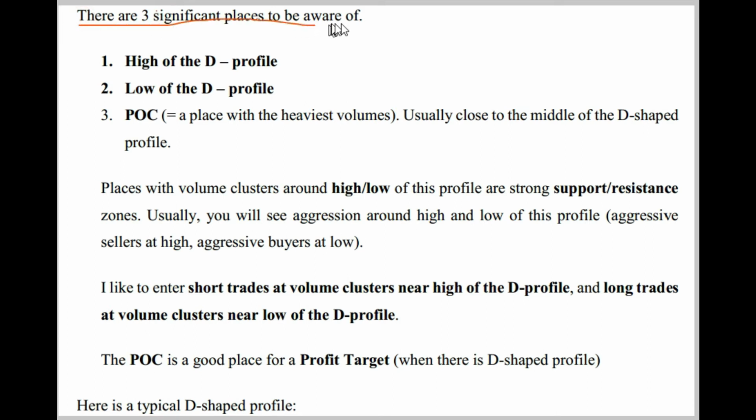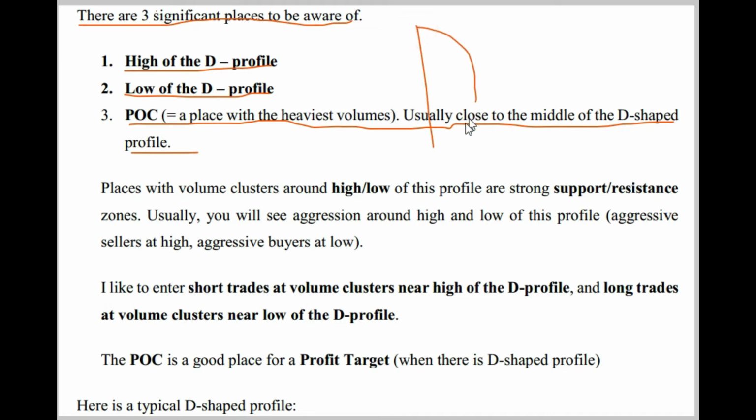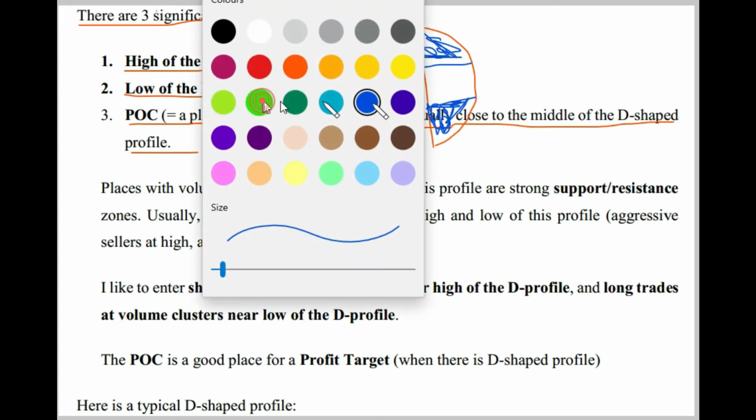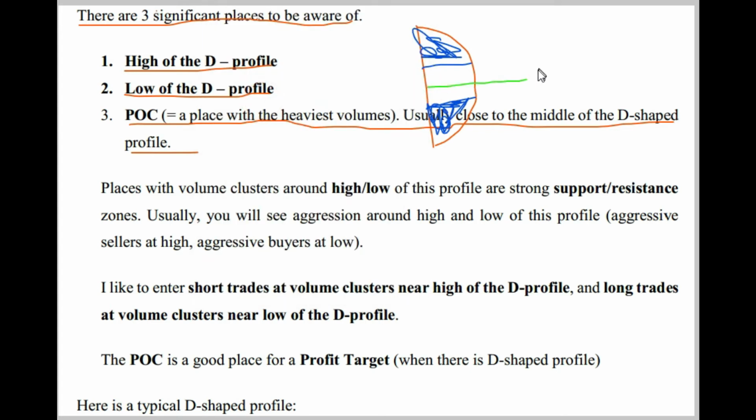There are 3 significant places to be aware of. This is the high of the D profile, low of the D profile, and we covered this in our previous video, right? But here there was a slight twist which we'll look at. So we've got our basic letter D, right? There's nothing tricky about it. I take it you understand your alphabet. So we've got the basic letter D, so we divide it into 3 parts, right? We've got the low of the D, and we've got the high of the D. And also, let me just put a different color, we've got our point of control.